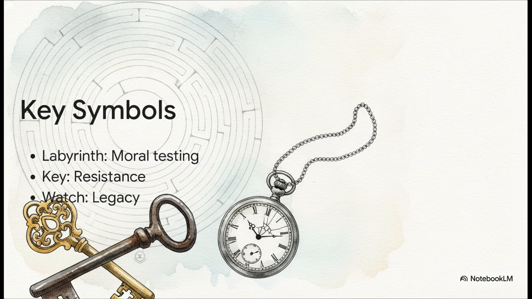Next up is the mandrake root, highlighting the clash between magical healing and rational cruelty. And finally, the Captain's pocket watch. This one's huge. It represents his absolute obsession with legacy, strict order, and inherited violence. Definitely tell your students to always link these symbols back to the themes we discussed earlier.